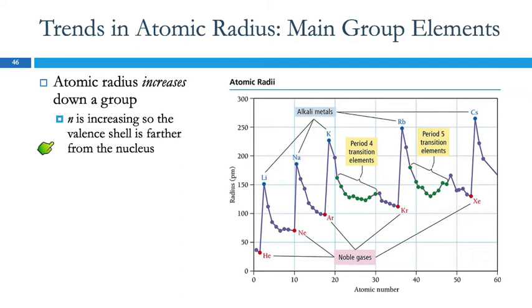Let's go back to this. When we're going down a group, the highest occupied principal level is getting larger, right? Here we have electrons in n equals 2, n equals 3, n equals 4, n equals 5, n equals 6. As we go out, those levels are getting larger, right? They're also getting closer to each other, but it really makes sense that cesium is larger.